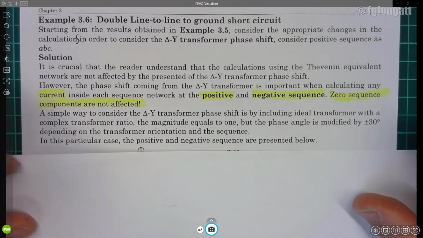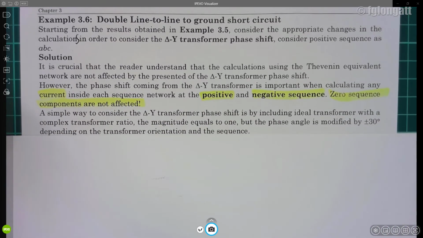Now, what is the best way to consider the phase shift that is coming from the delta star transformer? Well, what we need to do is modify the sequence networks, and specifically include a better model for the transformers in order to include the positive 30 degrees or negative 30 degrees, depending on the orientation and the sequence, including the phase shift inside the model.